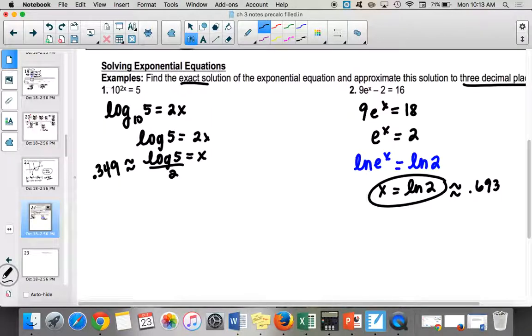Are there other ways that you could do this? Sure. If you didn't know that you could take the natural log of both sides, you could switch forms and say log base e of 2 equals x, right? And then log base e is natural log. Natural log of x equals 2. Same idea.